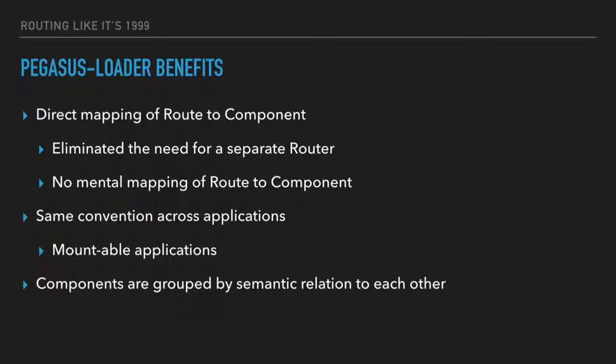Components are grouped by semantic relation to each other. So we don't have a flat project structure where we have a single directory with hundreds of components in it. Everything is grouped based on its relation to each other, based on your routing structure, which, if you've designed your routing structure in a smart way, is based on semantic relation to each other. So your components in your application are now structured in that way naturally.